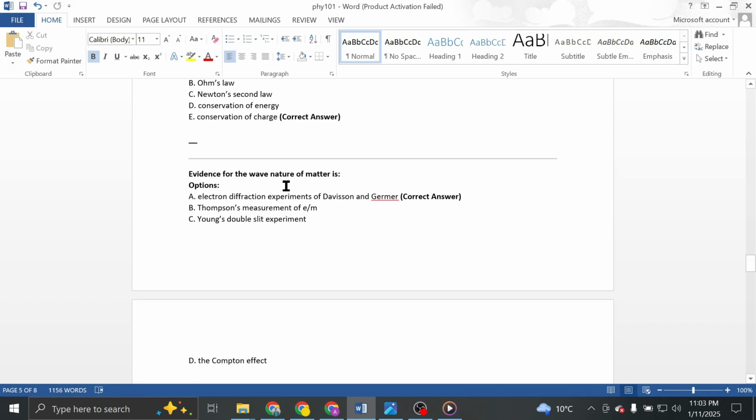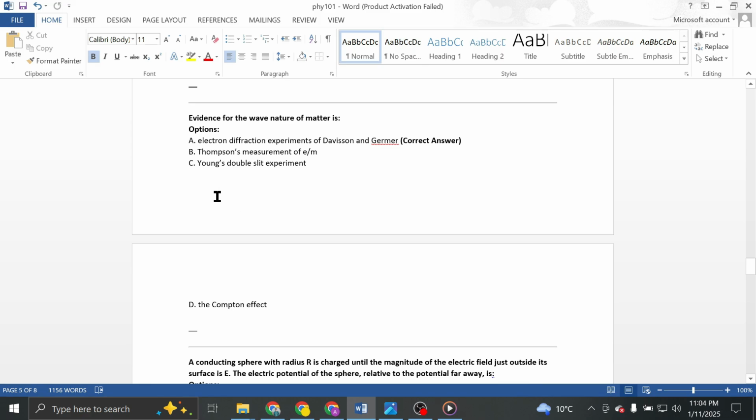Evidence for the wave nature of matter is options: A. Electron diffraction experiments of Davisson and Germer. Correct answer. B. Thomson's measurement of e/m. C. Young's double slit experiment. D. The Compton effect.